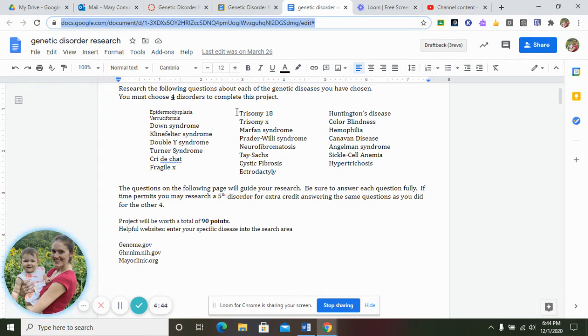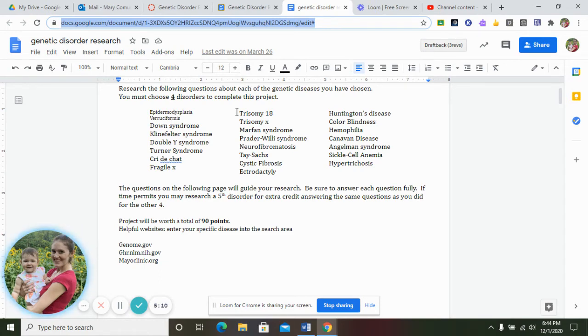Hemophilia is a blood disorder which makes clotting difficult. Canavan disease is a progressive, fatal neurological disorder. Angelman syndrome is a mental disability with really jerky movements. Sickle cell anemia is a blood disorder with a lack of oxygen, and hypertrichosis is werewolf syndrome.